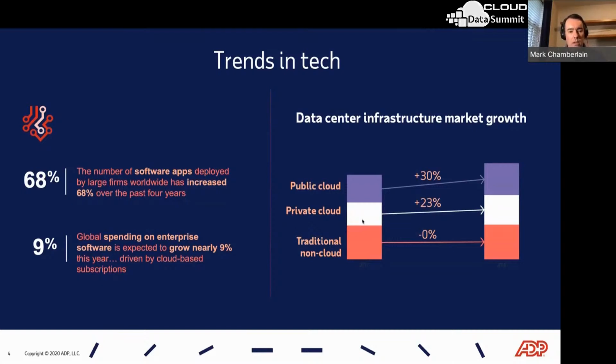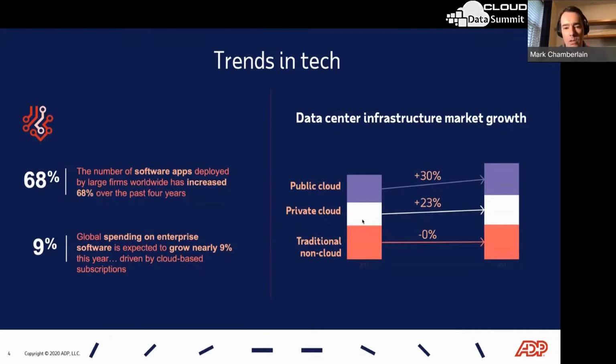Next bullet, global spending on enterprise software is expected to grow nearly 9% this year. A lot of that's driven by cloud-based subscriptions. So there's a lot of software being used out there, and there's a lot more to be deployed. And all that has to run somewhere. And that goes to the right side.